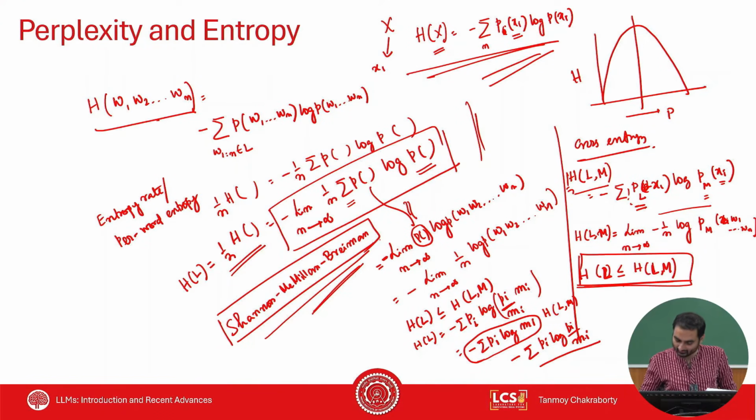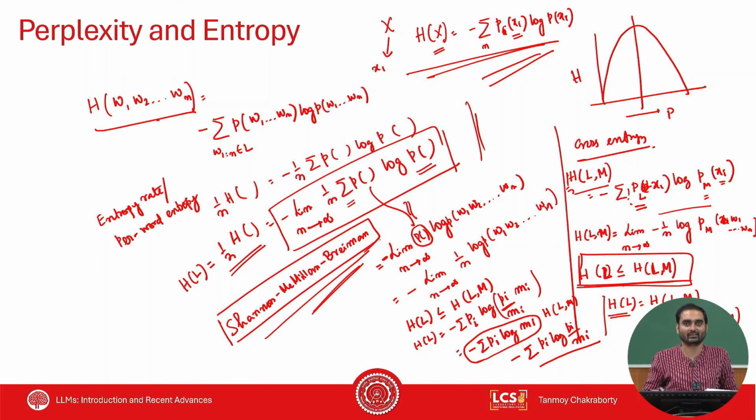And what is this, by the way? Pi log of Pi by Mi. Let's see what this is. This is KL divergence between Pi and Mi, P and M. So H of L is essentially H of L comma M minus KL divergence of L and M. So it means that H of L is less than or equal to H of L comma M.